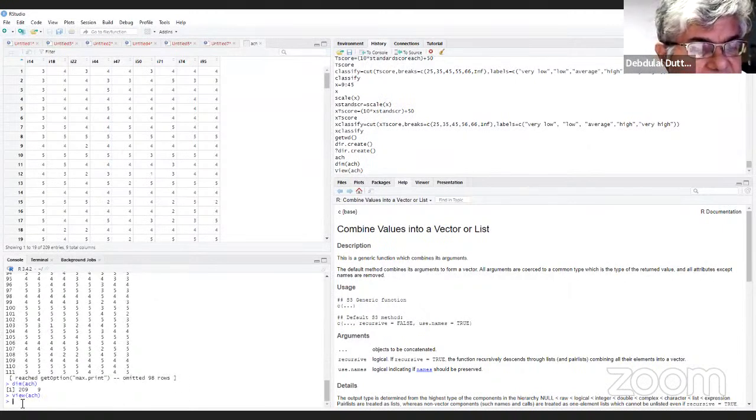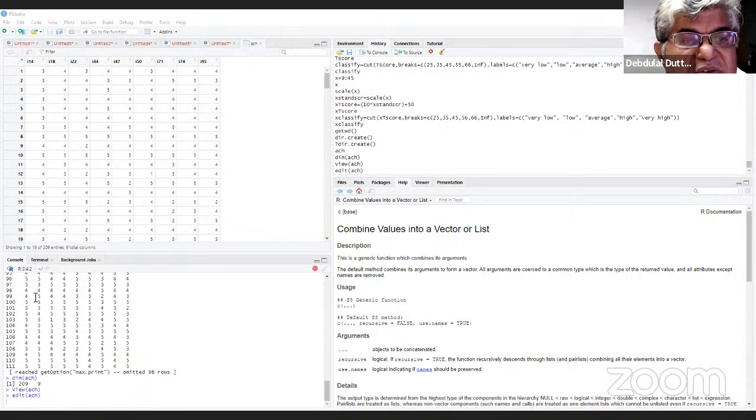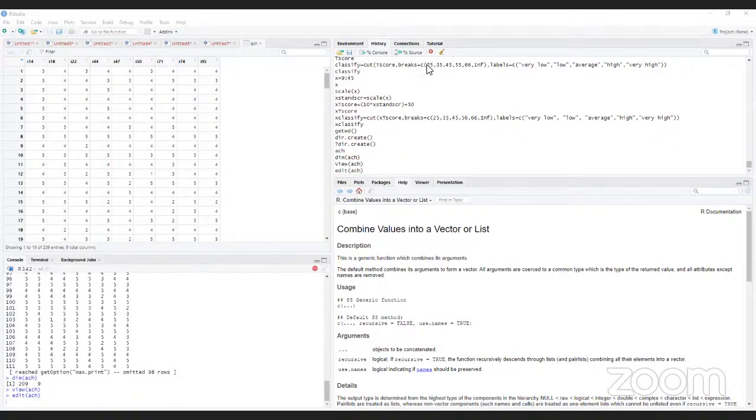And if you want to know more, then you can write edit(H). Is it visible? Yes, sir. Visible.